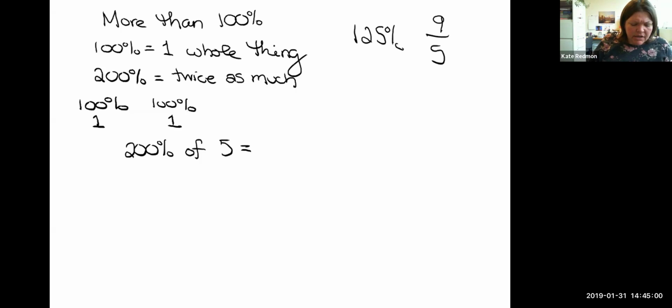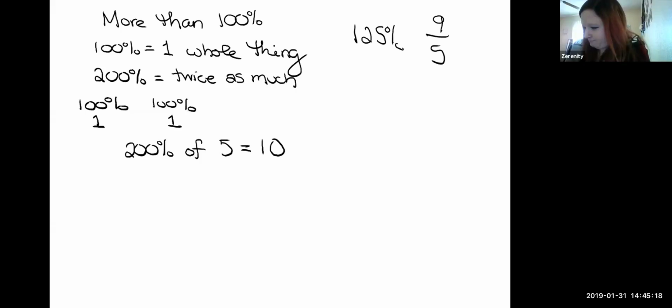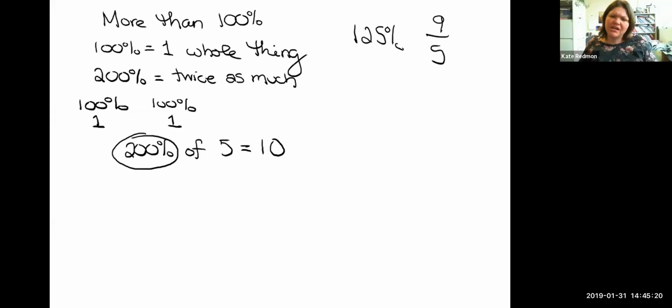Very, very nice. Okay, so let's come back to 200% of 5 though. If I'm saying 200%, I'm saying two whole things. So I want 2 whole 5s. Well, what happens if I get 2 5s? I have twice as much as 5. I end up with 10. So guys, taking 200% of something is just like saying times it by 2. So then what would 200% of 40 be? Remember, 200% means twice as much. So what's twice as much as 40? Or what's twice 40? 80.